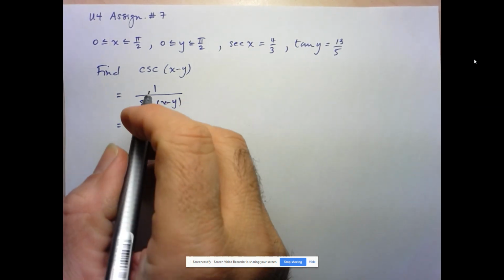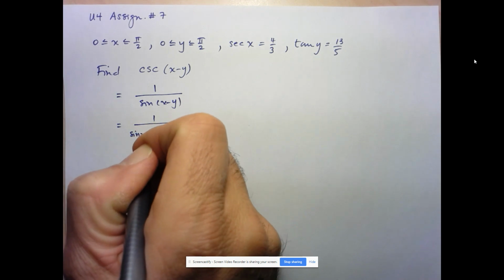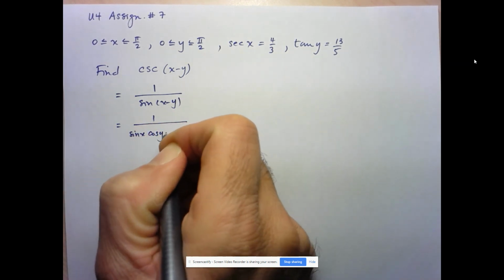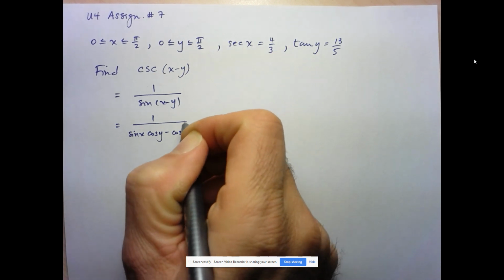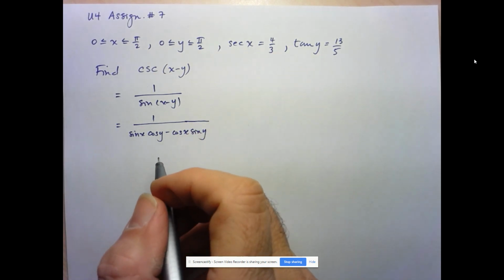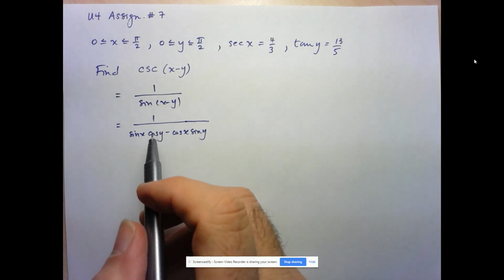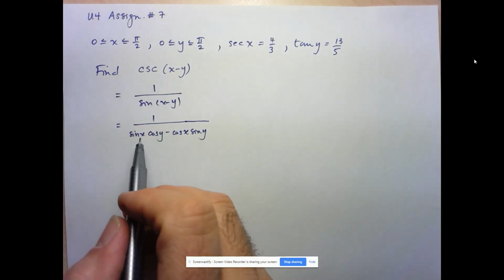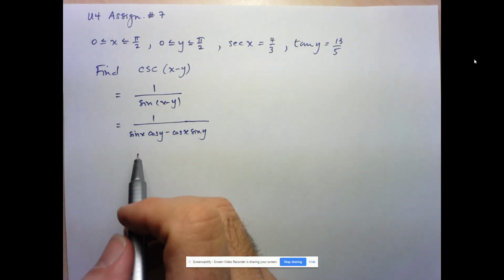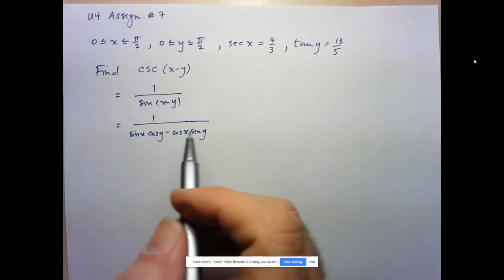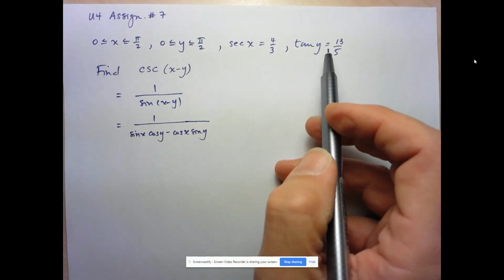So if we expand this, we have sine of X times cos of Y minus cos of X sine of Y. All right, and now we've accomplished what we needed to do. In other words, rewrite this expression so that it's in terms of the individual angles. But of course we don't know what sine of X or cos of Y or the others are equal to, but we need to find that out given this information.